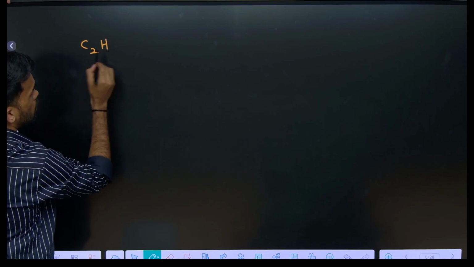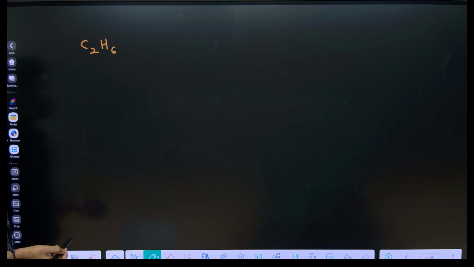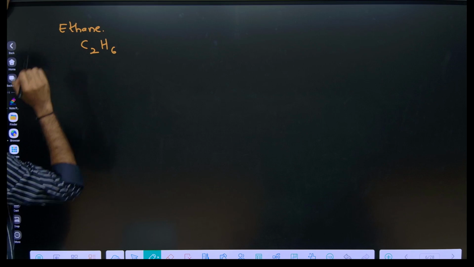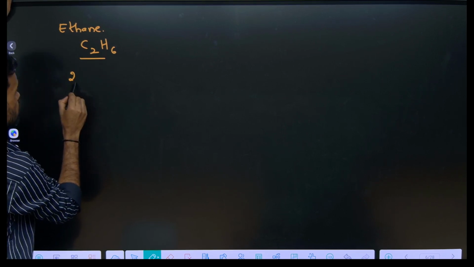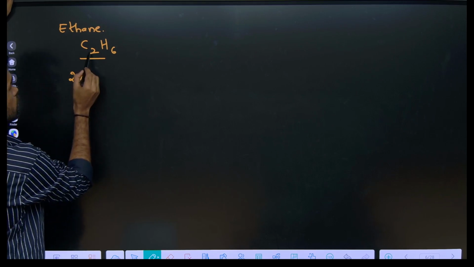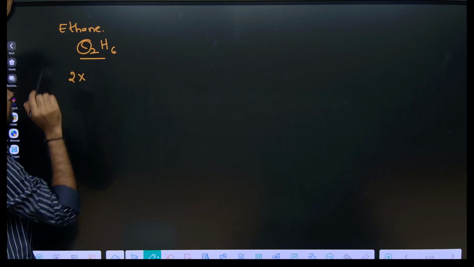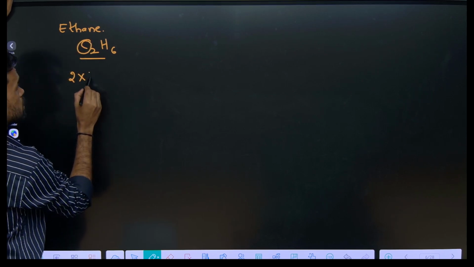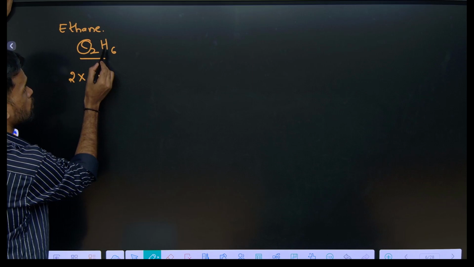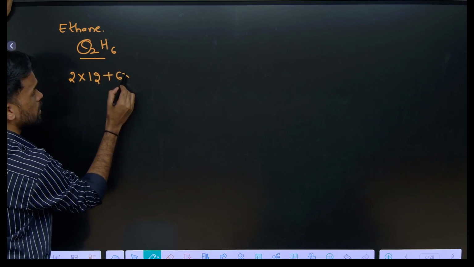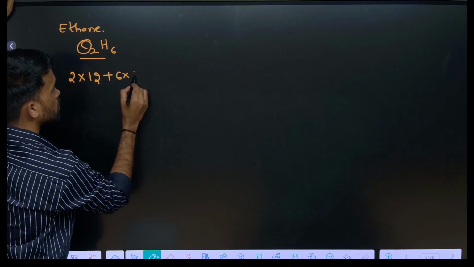Let us take C2H6. What is it called? It is called ethane, right? What is the molecular weight of ethane if someone asks you? How do we do this? How many carbon atoms are there here? 2 carbon atoms, multiplied by the gram atomic weight of 1 carbon atom, which is 12. So 2 into 12, plus, how many hydrogen atoms are there? 6. For each hydrogen atom, we know it will be 1.